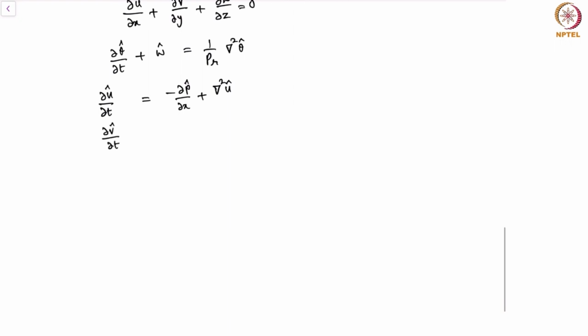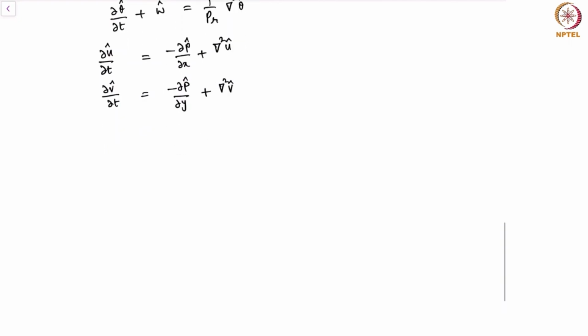Del v by del t will be del p hat by del y plus del square v. Both of these are the horizontal components. X and y are horizontal, parallel to the surface. And finally we have the vertical component of the momentum equation, del z plus del square w minus gr times theta hat.